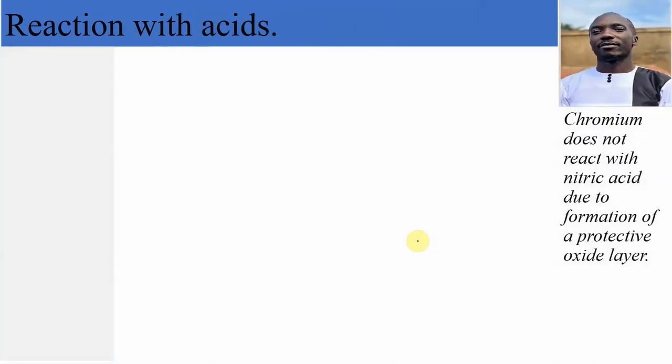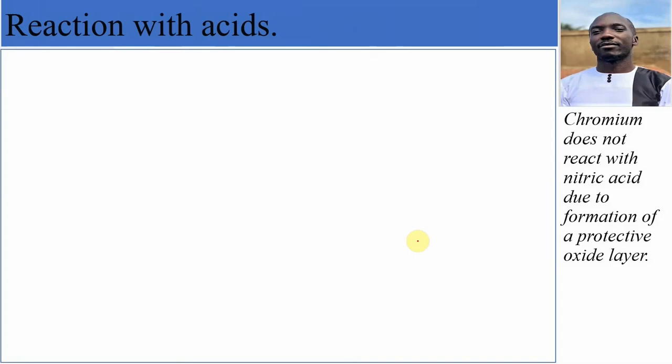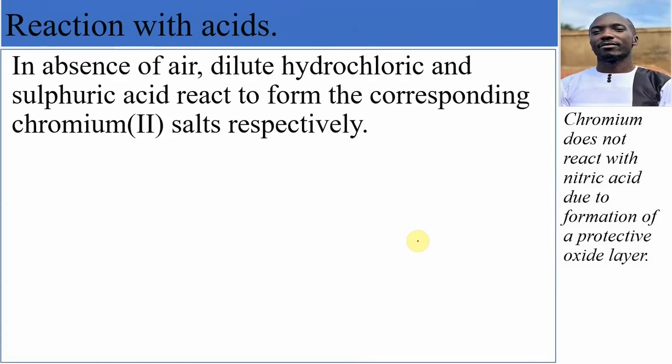Then we look at the reaction of chromium with acids. So we say that in absence of air, dilute hydrochloric acid and dilute sulfuric acid react to form corresponding chromium 2 salts. This happens if the two acids are dilute. But if they are concentrated, maybe we are likely to get a different observation or different reaction.